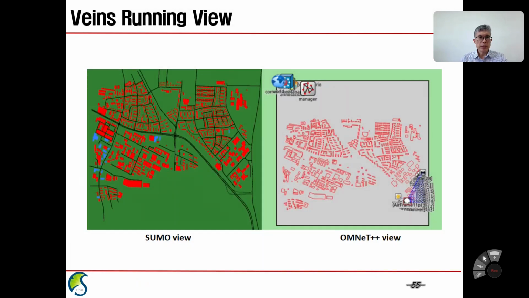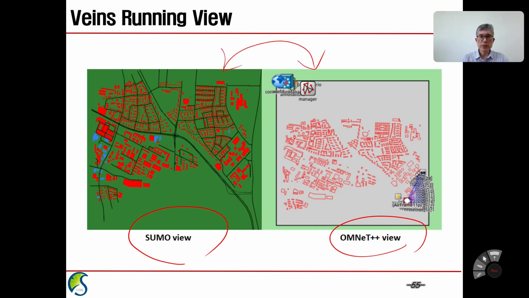So the Veins learning view. OMNeT++ shows this kind of view, and there is a SUMO view and an OMNeT++ view. So actually two simulations run together. Some vehicles are moving a little bit and then generate traffic.